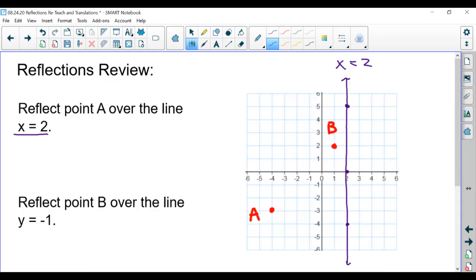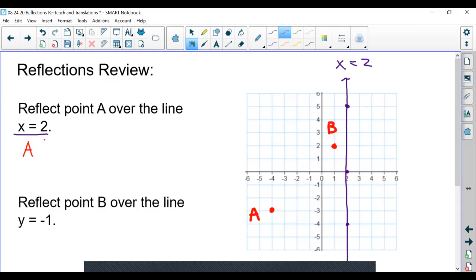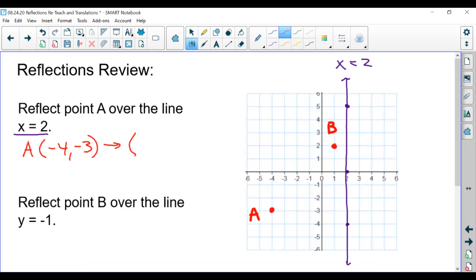We want to count how far A is from this line. We're going to have to go off the graph a little bit on this one, okay? A was at -4, -3 again. And we're just counting how far away we are from this line. We're 1, 2, 3, 4, 5, 6 units away from 2. So we need to count 6 on the other side. So we're going off the grid a little bit, but we need to go 1, 2, 3, 4, 5, 6 to put us here at 8, -3.